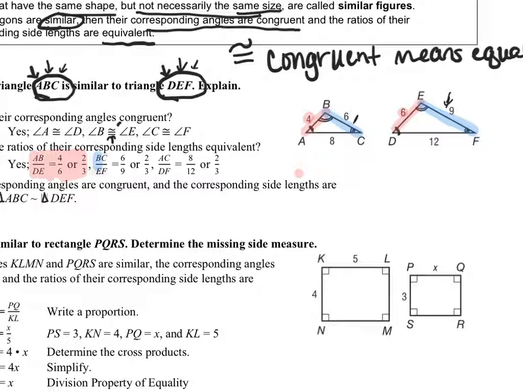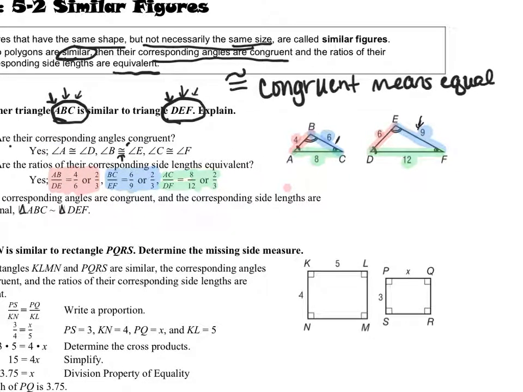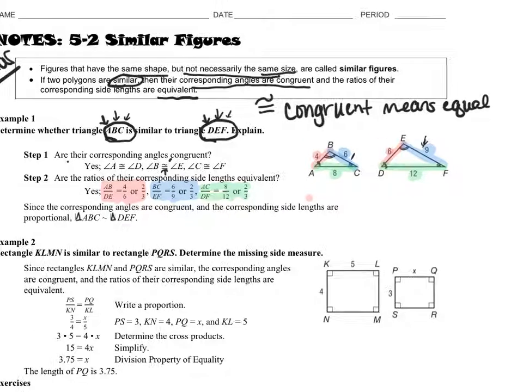So BC is blue and EF. So BC and EF. BC is 6. EF is 9. And that also reduces to 2/3. Okay, my last side is AC and then DF. AC is 8. DF is 12. 8 over 12 reduces to 2/3. Okay, so that's where the second part comes in. The ratios of their corresponding side lengths are equivalent. So they all simplify down to the same proportion. You see that?